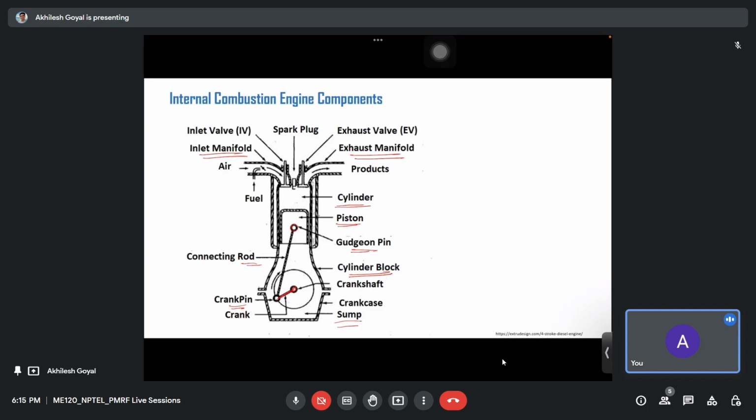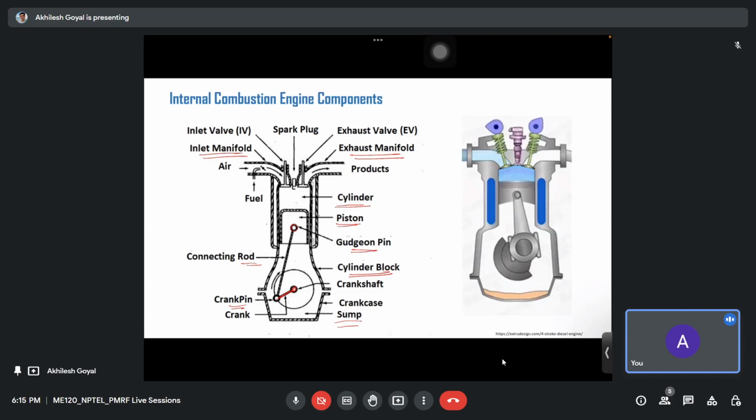This motion, connected to the connecting rod through a gudgeon pin, is transferred to the crankshaft through the crank. As this motion continues, this whole arrangement converts the reciprocating motion of the piston into the rotary motion of the crankshaft. Okay, and how an engine works can be seen in the right picture.